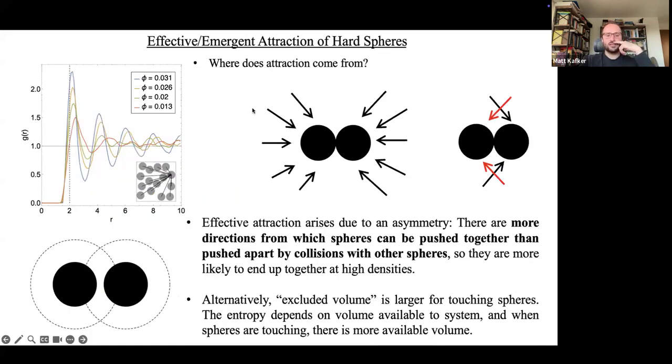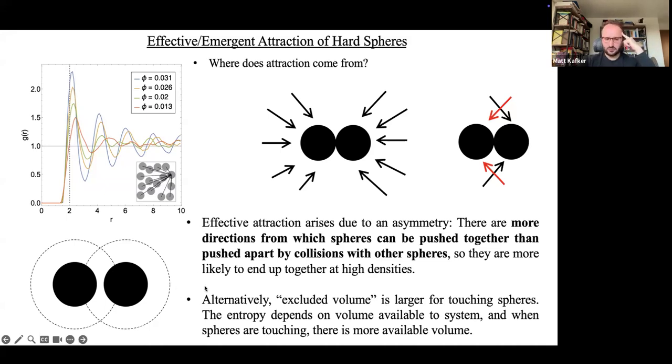Okay, so where does this effective attraction come from? There are sort of two perspectives on this. One of them is that if you imagine some configuration of spheres in space like this, and they're being bombarded from all sides by the other spheres in the gas, you can see that there's an asymmetry here, because there are more ways that randomly bouncing particles can push the spheres together than there are ways that randomly bouncing particles can push the spheres apart. So this is one interpretation of where this effective attraction comes from, even though there's no attraction in the pairwise force between the particles.